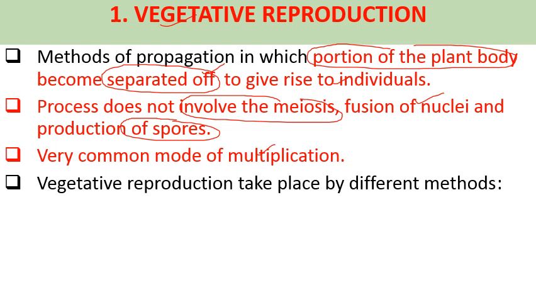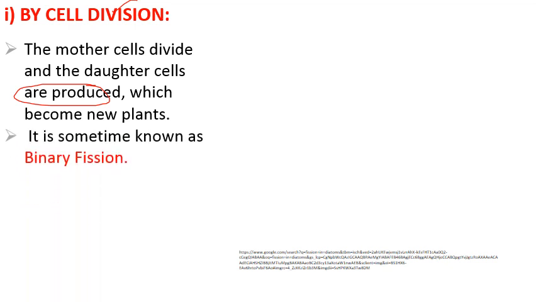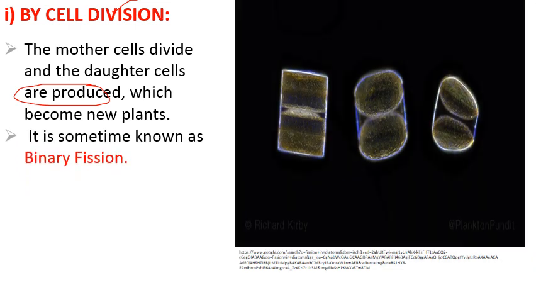Different methods are there that I will discuss one by one. So the first one is cell division. Again, this is also known as cell fission. So the mother cell divides and the daughter cells are produced. The cell that behaves as the mother cell divides, and as a result of the division, two cells are formed.